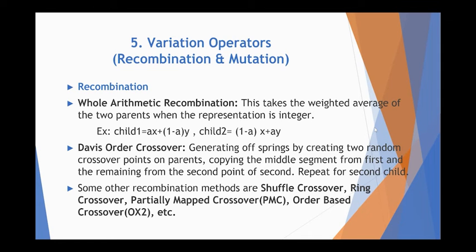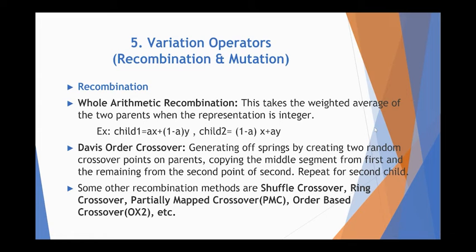If the parent representation is integer, then we have a method called whole arithmetic recombination. This takes the weighted average of the two parents. If the two parents are x and y, then child 1 would be ax plus (1 minus a) into y, and child 2 will be (1 minus a) into x plus ay.